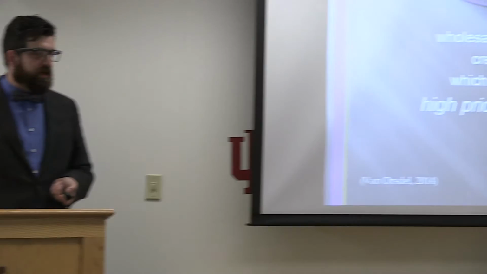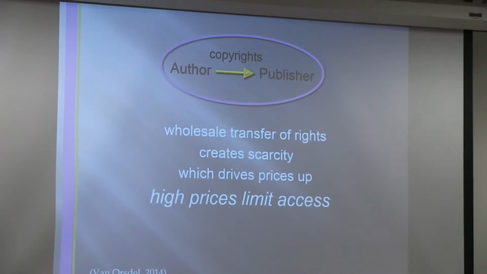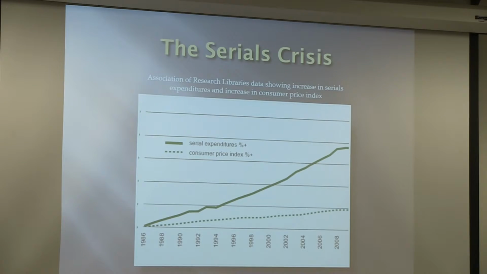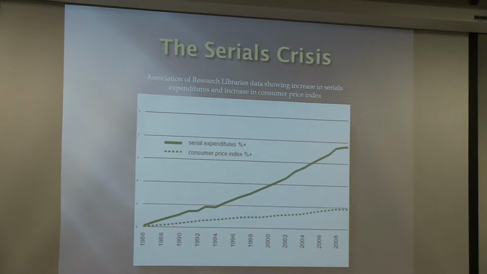This creates high prices and it limits access because you're granting the publishers effectively a monopoly on the materials that they're selling. They're conglomerating these materials into journals. These journals frequently have very little overlap in subject area with other journals. And as such, they can charge a lot of money for them, because if we do away with this journal, then there's no journal to take its place. Again, this has led to the serials crisis.